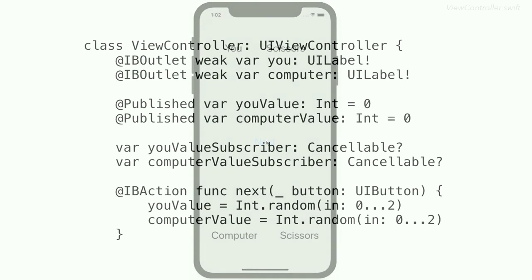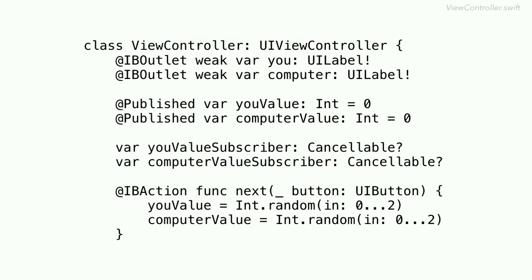Okay. So let's see how that looks. I have two labels that change, one for rock, paper, scissors for me, one for rock, paper, scissors for the iPhone, and then I've got to do something that picks the color for the screen. And so let's see how Combine works for this. And so I need outlets to my two labels, one for you, one for the computer. So I need publishers for those two values. Great. I need subscribers. Great. And I need to somehow, when I hit that next button, choose a random number between 0 and 2 for one and 0 and 2 for the other.